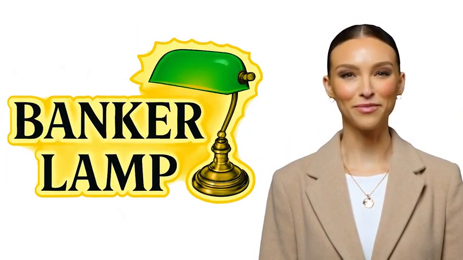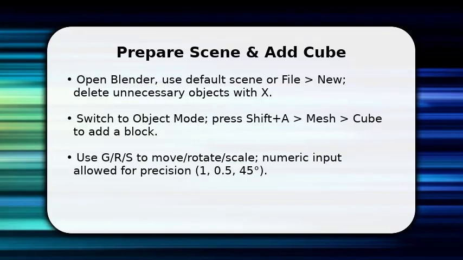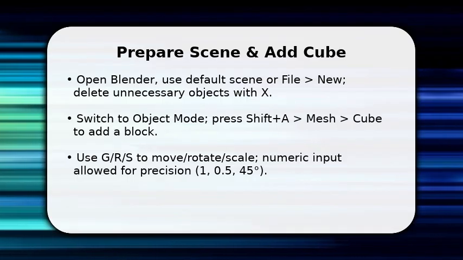Please enjoy the video. You start by preparing only what's needed. Open Blender, remove extra objects, and stay in object mode. Now add a block immediately by pressing Shift+A, choose Mesh, then Cube. You'll see the block at the 3D cursor.